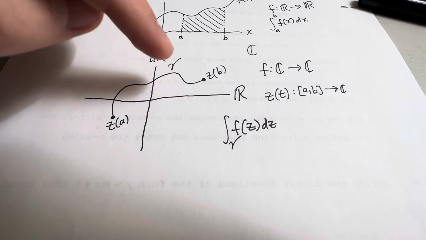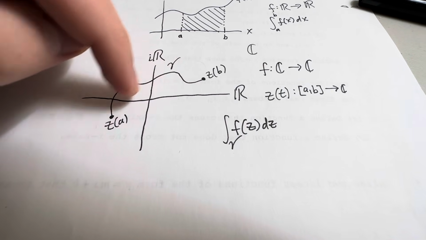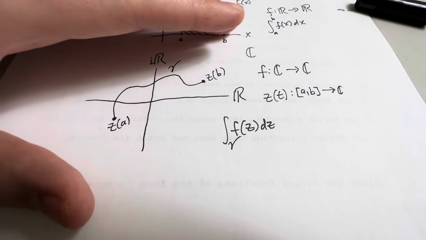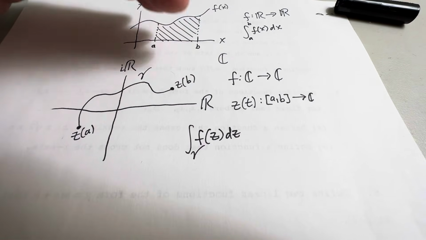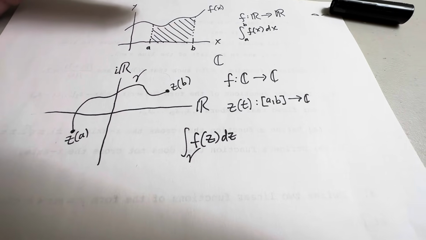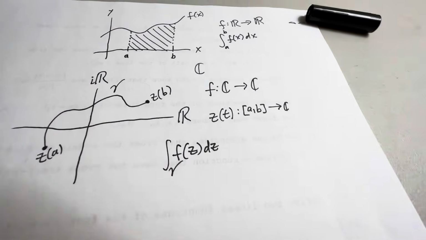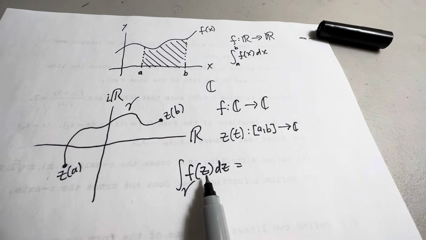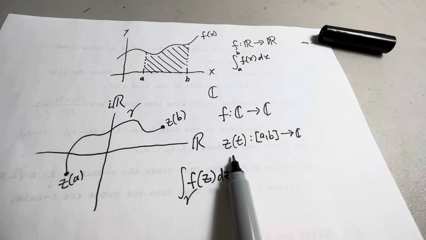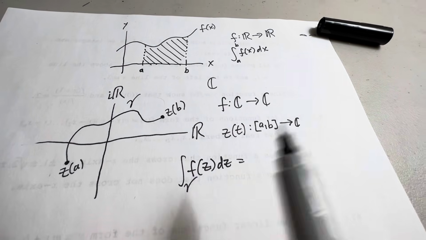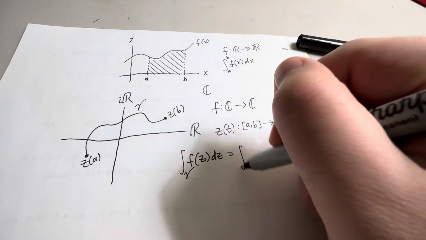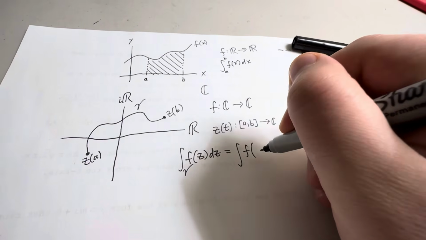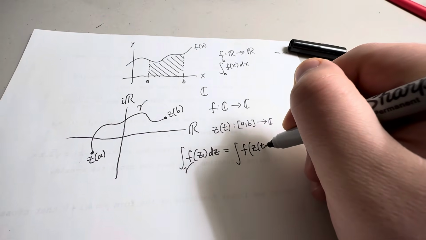Now, it might be difficult to integrate along this curve if it's kind of weird looking. So what they do is a u-substitution almost. It's not really a u-substitution, but they just use their brain for a second and say, okay, z is a function of t. So I can rewrite this integral as an integral in t. So we have f of z of t.